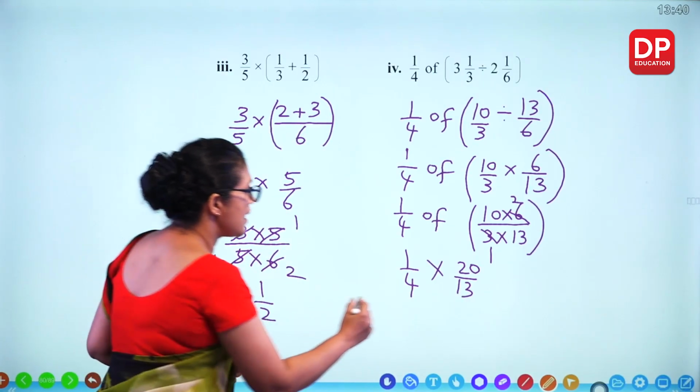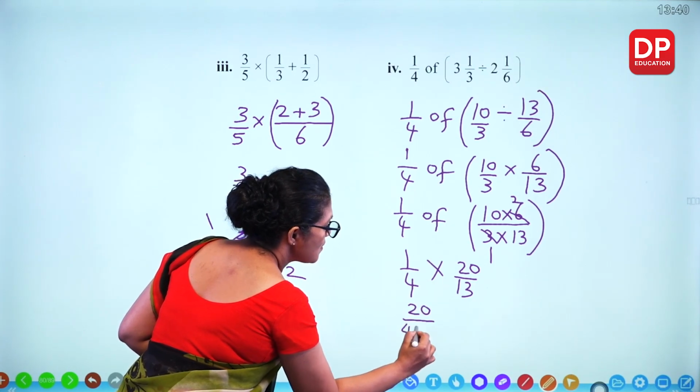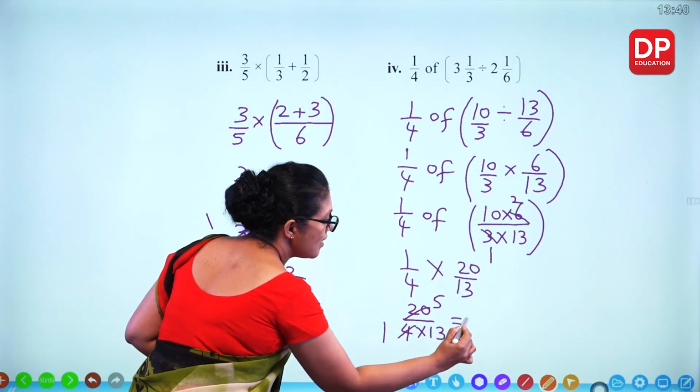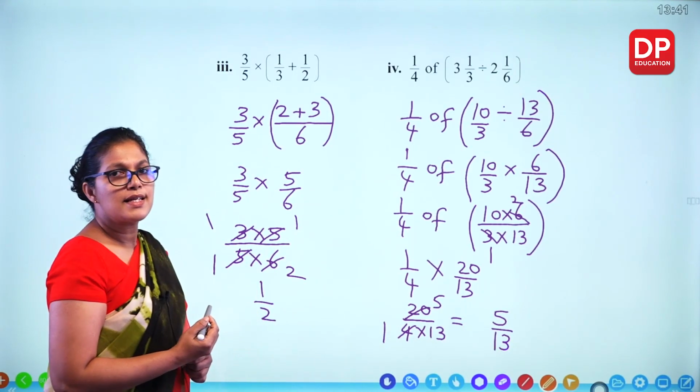Now multiply again. Numerator is 20 and 4 times 13. 4 times 1 and here 5. Answer is 5 over 13.